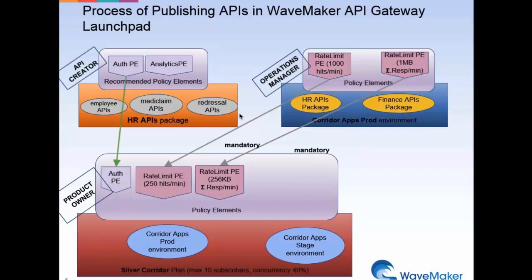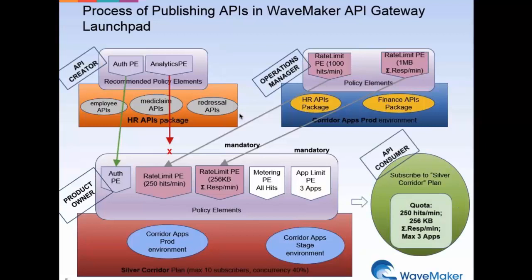He also sees the recommended policy elements. The API creator has provided an authentication element and he has configured it. So he inherits the authentication policy element, decides not to include the analytics policy element, and then he goes ahead and adds a metering policy element and an app limit policy element based on what he feels his plan would be optimized for.